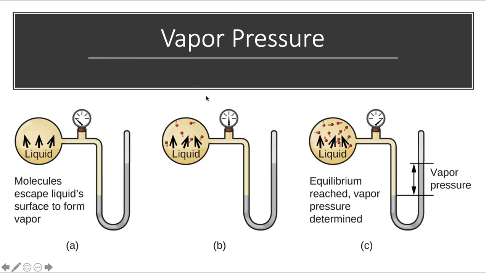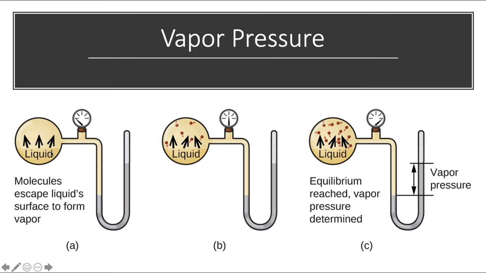Vapor pressure is the pressure above the liquid that is reached during an equilibrium. So we have an equilibrium between the liquid and its gas phase, and those molecules of the gas that are above the liquid are exerting a particular pressure because they're hitting the sides of a container, and therefore that is called the vapor pressure of the liquid.